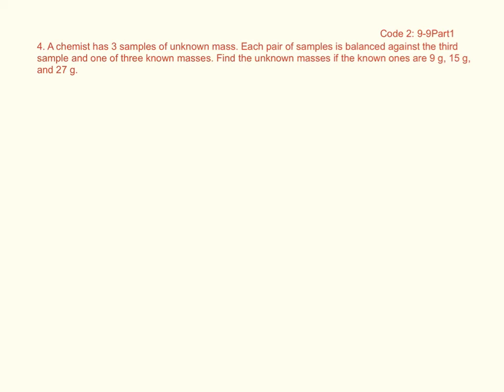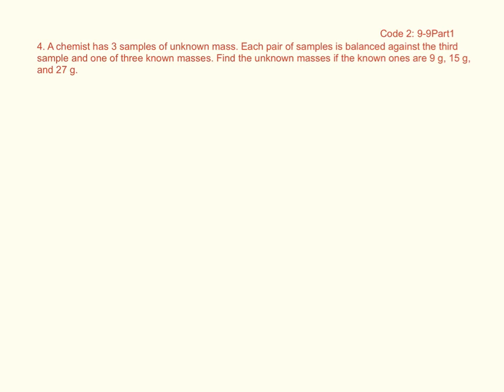Okay, for number 4. It says a chemist has 3 samples of unknown mass. Each pair of samples is balanced against the third sample and one of 3 known masses. Find the unknown masses if the known ones are 9g, 15g, and 27 grams. So we're going to name the 3 samples X, Y, and Z.